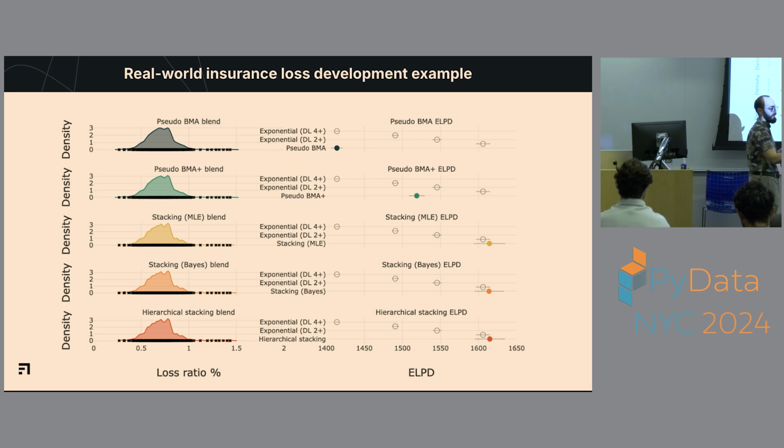Pseudo-BMA plus is the same thing, but bootstrapping the original data first. Stacking MLE is, imagine the stacking formula we had up there, but instead of covariates, you just have one weight per model. You estimate the weights by optimization, as opposed to fitting a Bayes model. Stacking Bayes is the same as the MLE version, except you're fitting it in Stan. And hierarchical is the one I described with the covariates. Then over on the left, it's just showing the blended result across all of the validation data.